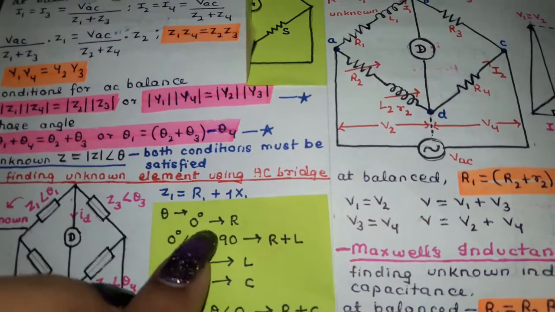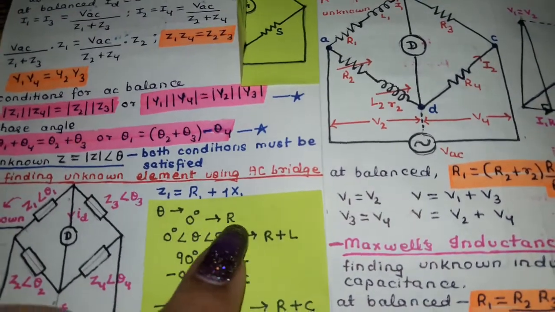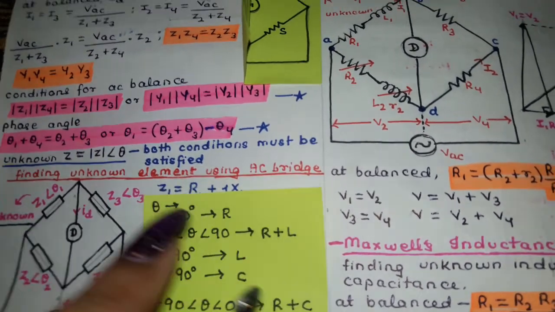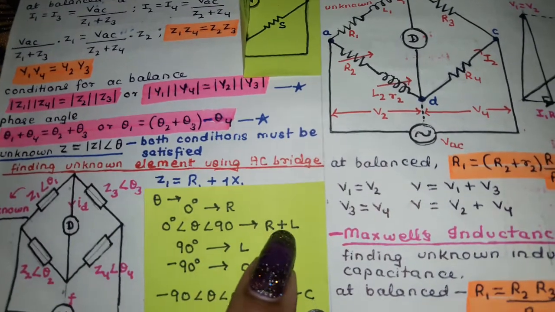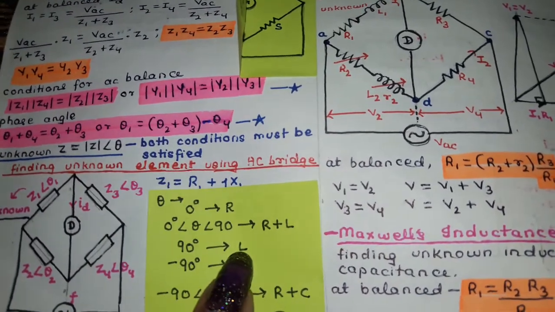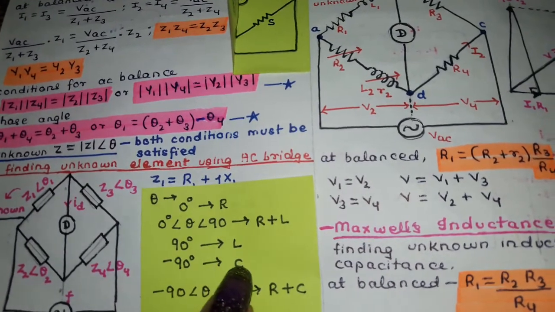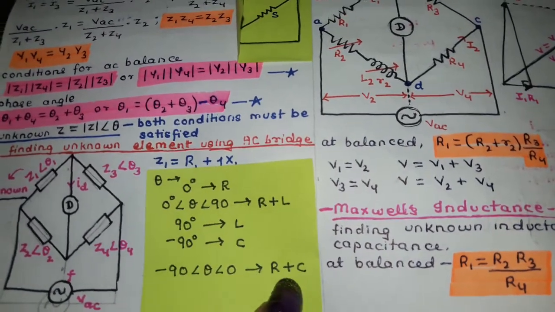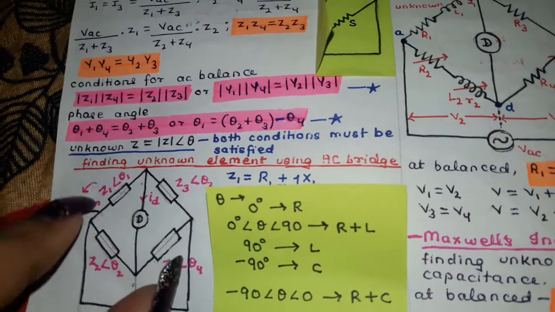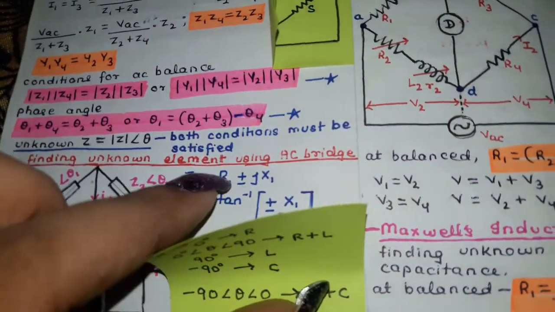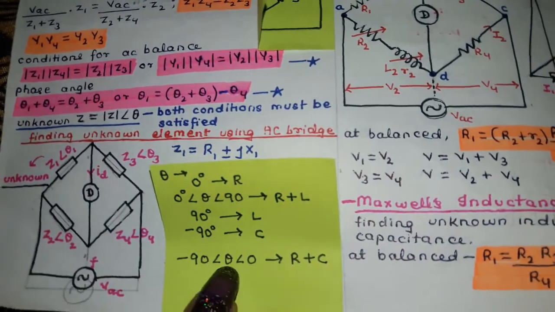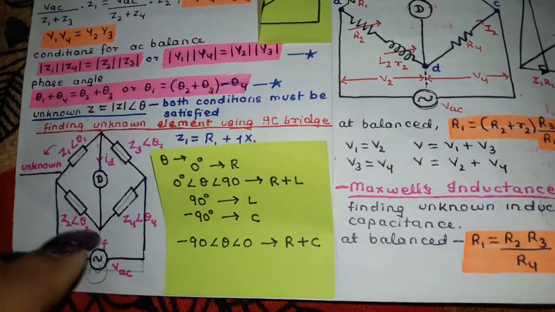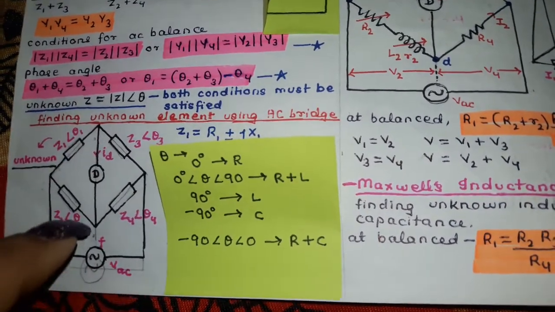If the angle theta is 0 degrees, we can simply say it is a pure resistance. If the angle theta varies from 0 to 90 degrees, the combination is R and L. If it is strictly 90 degrees, then it is purely inductive. If it is minus 90 degrees, it is purely capacitive. And if the value of theta lies between minus 90 and 0, the combination is resistance and capacitance. So Z here is actually a combination of resistance and capacitance in case theta is between minus 90 and 0 degrees. This is for your AC bridge, for finding an unknown impedance and unknown elements.